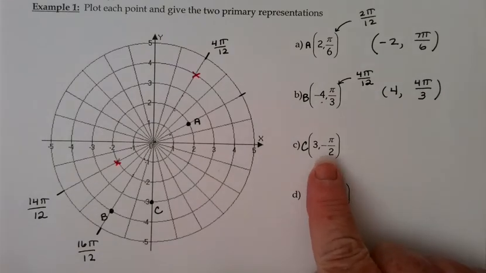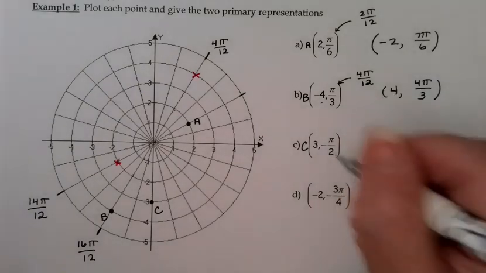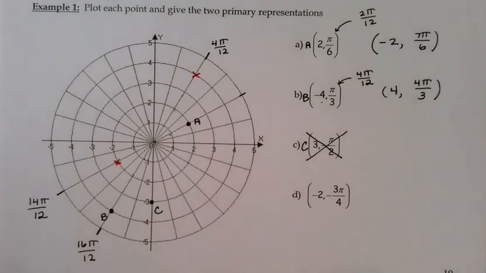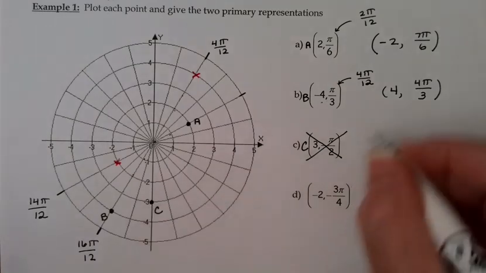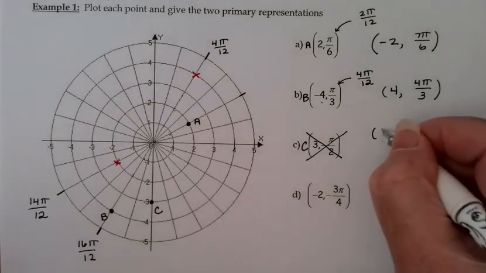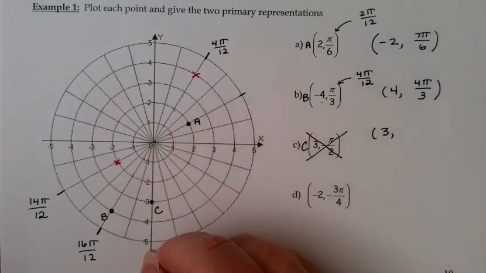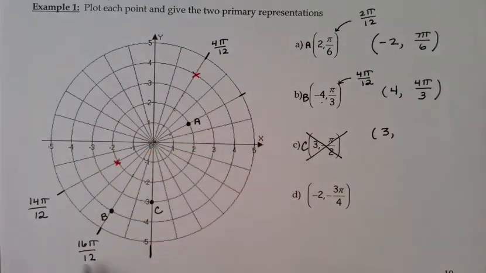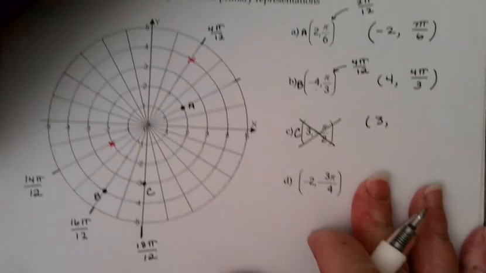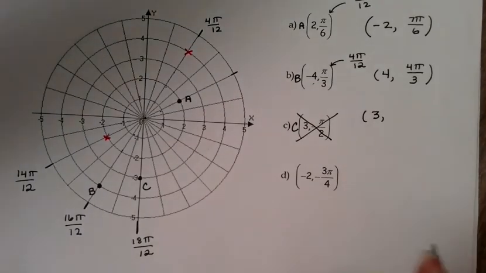Now this time, that is not a primary representation. My angle's not between 0 and 2 pi. So I used it to locate the point, but it doesn't count as a primary representation. First primary representation with a positive 3 for r would have this angle right here. That'd be 16, 17, 18 pi over 12, or in lowest terms, 3 pi over 2.